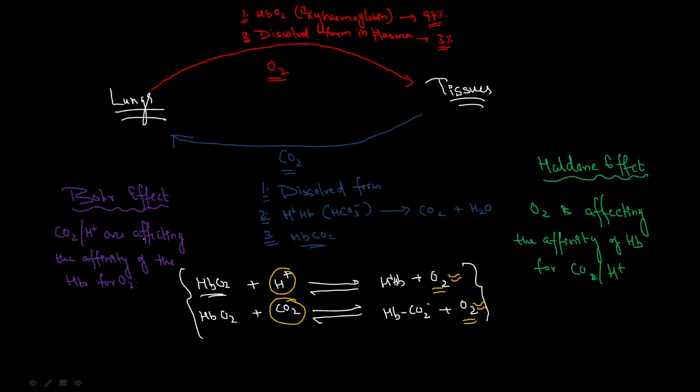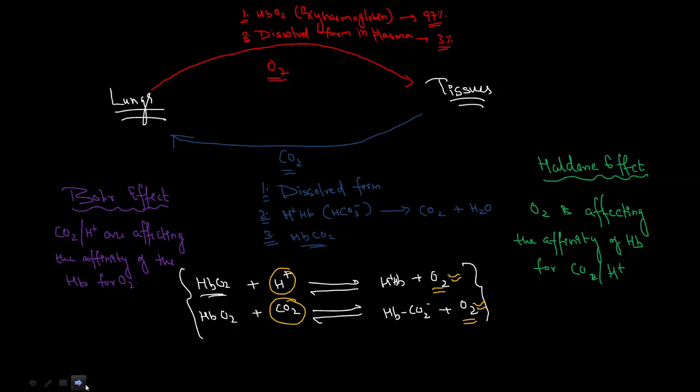But this thing is clear that if carbon dioxide and protons are present in higher amounts, the oxyhemoglobin will just break down and the oxygen molecule will be released out of it. So carbon dioxide and protons affect the affinity of hemoglobin for oxygen, while oxygen affects the affinity of hemoglobin for carbon dioxide and protons. This one is known as Bohr effect, while the other one is known as Haldane effect. So this is the one background or history that you need to remember.